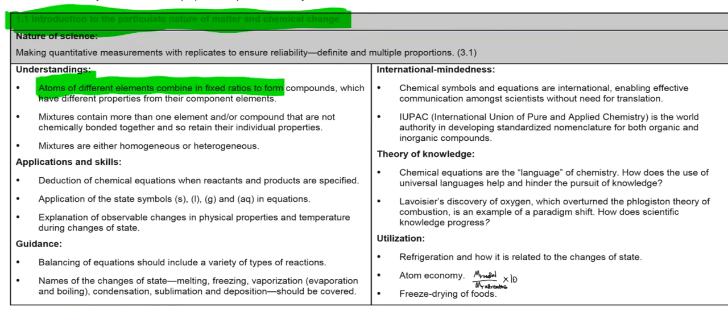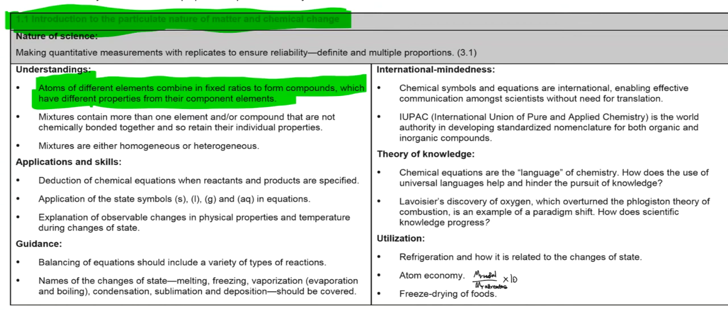Atoms are different elements combined in fixed ratios to form compounds, which have different properties from their component elements. So an atom is the smallest subunit of an element that retains its characteristic properties. An element is a pure substance. So there's hydrogen, helium, lithium, beryllium, etc. in the periodic table, which you will have access to. And when different atoms combine, they can combine in fixed ratios to form chemical compounds. And what's cool about compounds is that they're distinct from the individual particles.